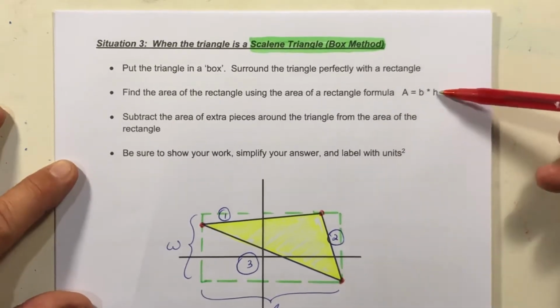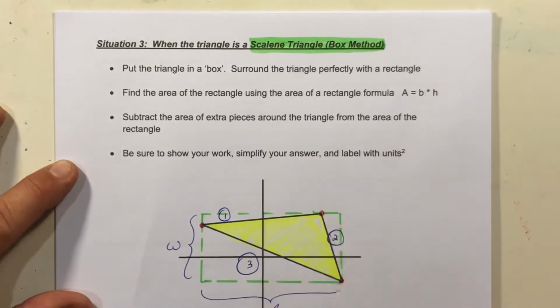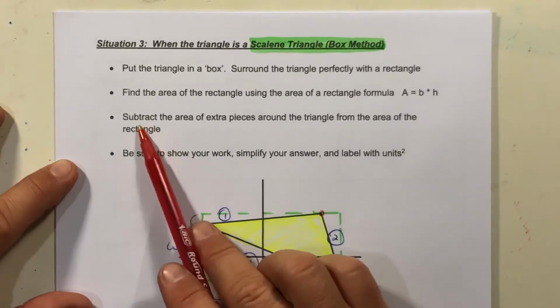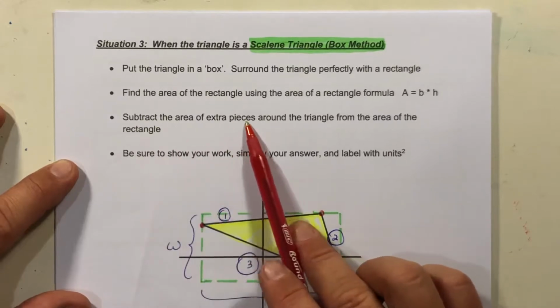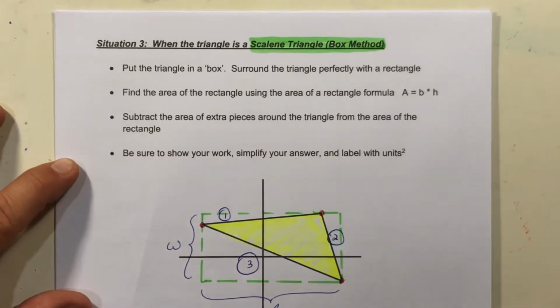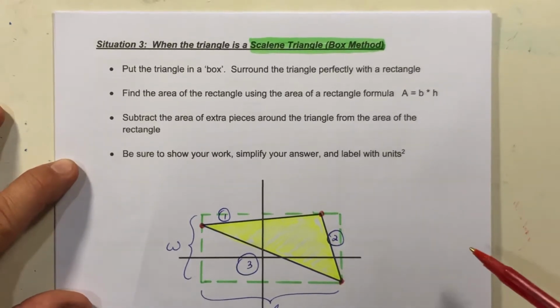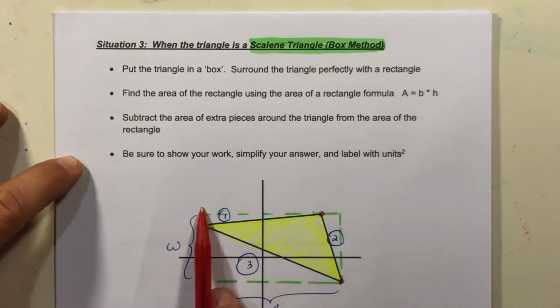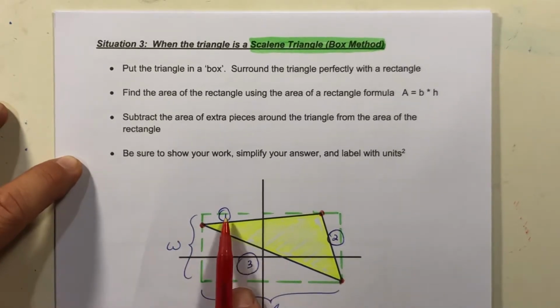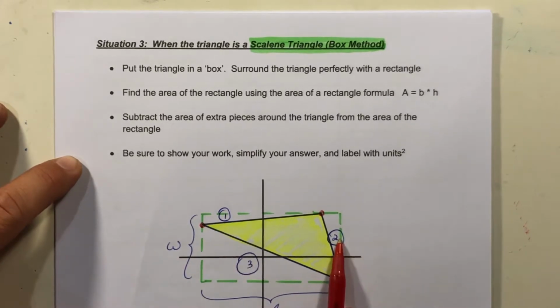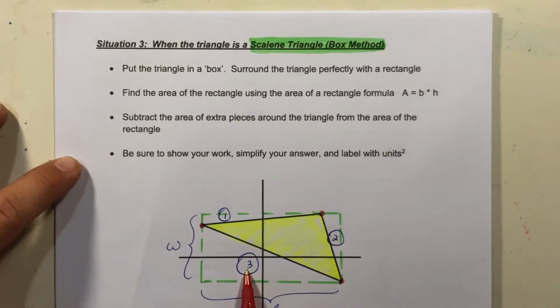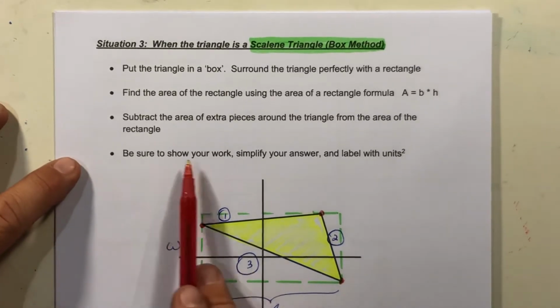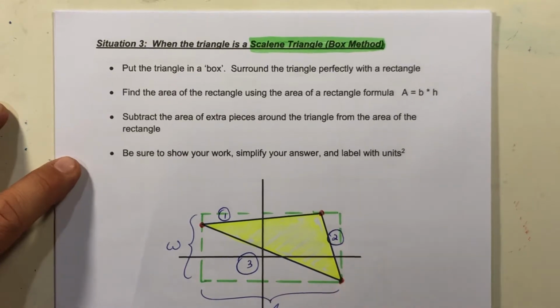So you'll find the area of the rectangle, but guys, that's going to be too much area. Notice there's extra spaces out here. What we're going to do next is subtract the area of the extra pieces around the triangle from the area of the rectangle. I usually number them as 1, 2, 3 pieces. So we're going to have rectangle area minus the area of piece 1, minus the area of piece 2, minus the area of piece 3. Be sure to show your work, simplify your answer, and label your units with units squared.